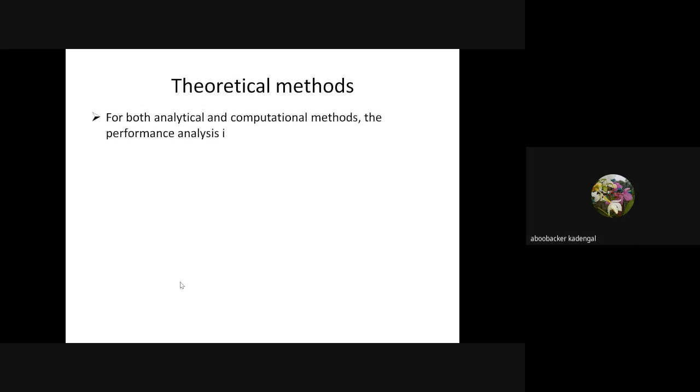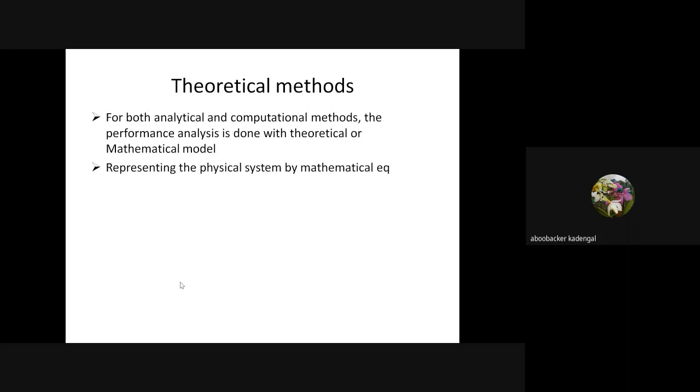So the theoretical method is based on some theoretical model. So in both analytical and computational methods, the performance analysis is done with the theoretical or mathematical model. Actually, the natural system or the physical system is in terms of some physical shapes or physical quantities. So for our theoretical analysis, we need to convert that to a set of equations in terms of scientific laws. So that type of theoretical or mathematical model is required. Representing the physical system by mathematical equations is called a mathematical model. So the basis for the computational method or analytical method is the mathematical model.